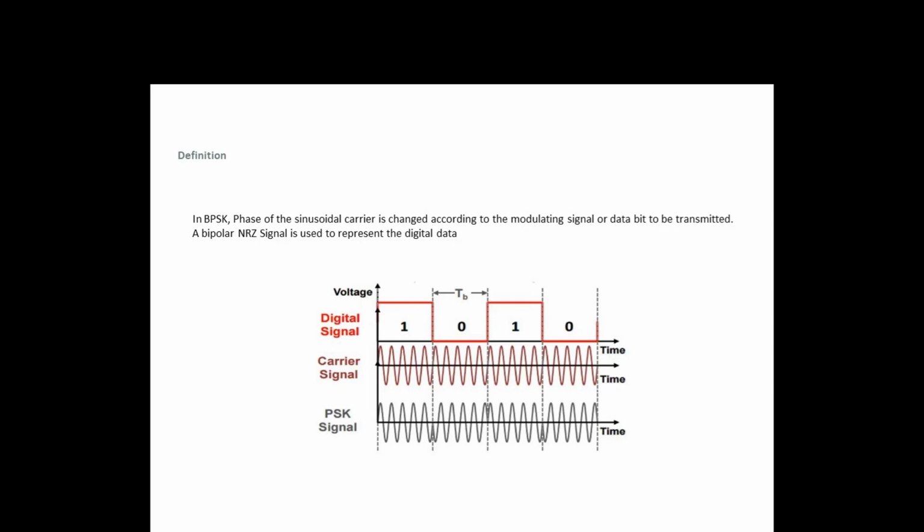Simple concept. If we receive the information bit as 1, we use the 0-degree phase shifted carrier, or simply we can say the phase of the carrier remains constant. If we receive the input bit as 0, the phase of the carrier should be shifted by 180 degrees.